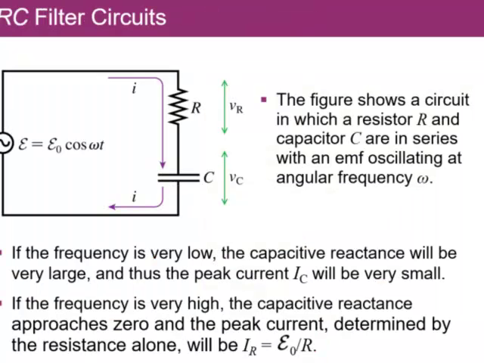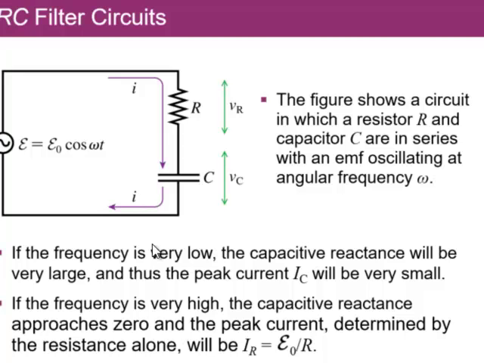Okay, so now let's put this together with a resistor. In this particular circuit, we have an AC source with a resistor and a capacitor. They're in series. One thing that connects them together is they will have the same current because they're in series. And so we're going to look at the behavior of the circuit.